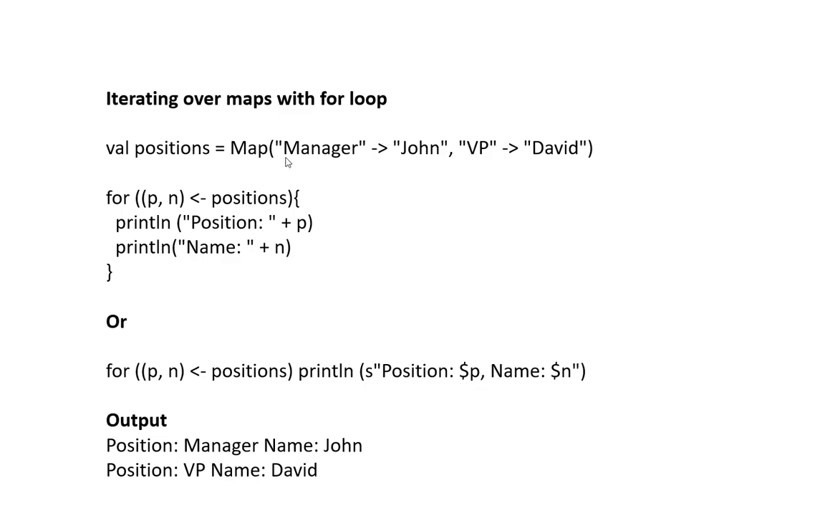The first time, it's going to get manager into the position and the name into N here, and it's going to print position manager, name John, position VP, name David. That's how it works. Basically, the only difference is you need to declare two variables. Otherwise, everything else is the same.